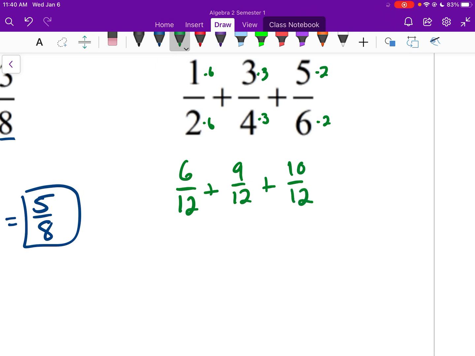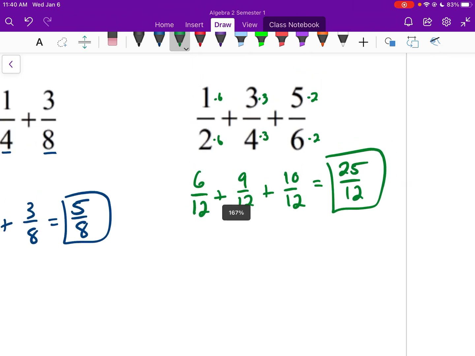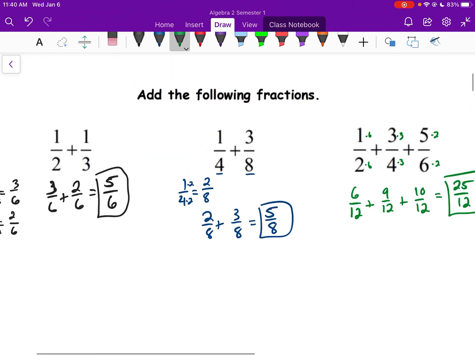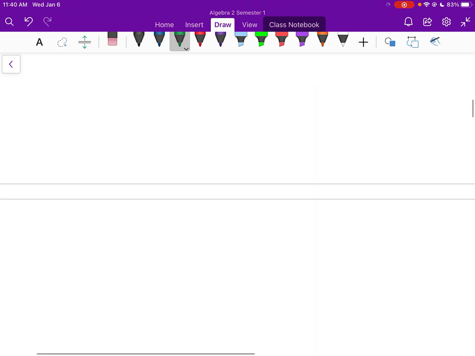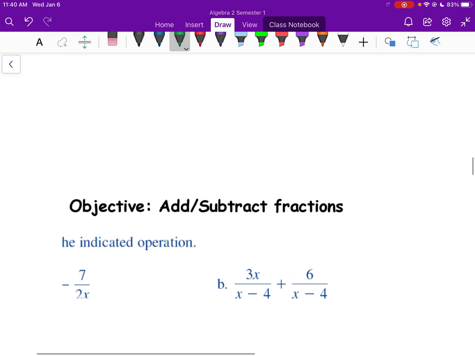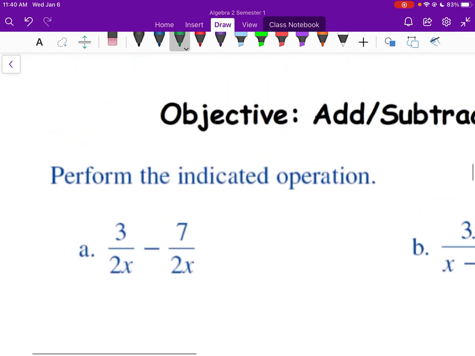Again, once you have that common denominator, you just add the numerators, which will get us 25, and the denominator stays the same. So we're going to apply those skills of knowing that we need to have that common denominator, and we're going to find that LCD in rational expressions. So for example, we're going to look here.